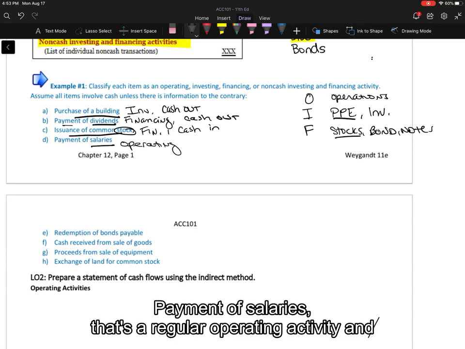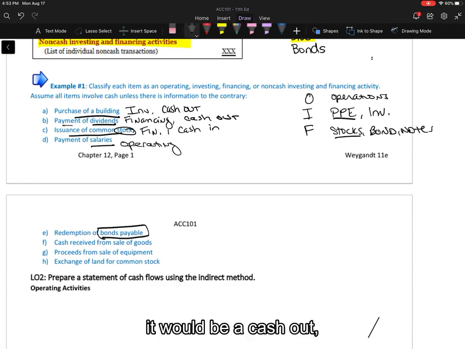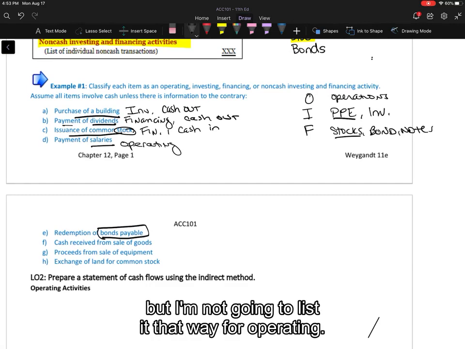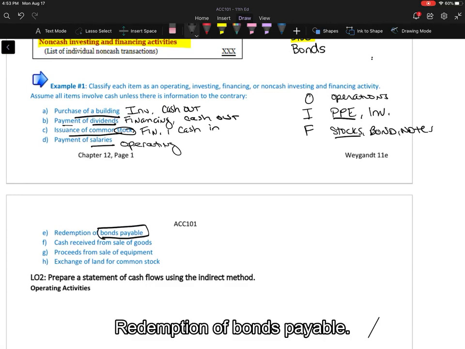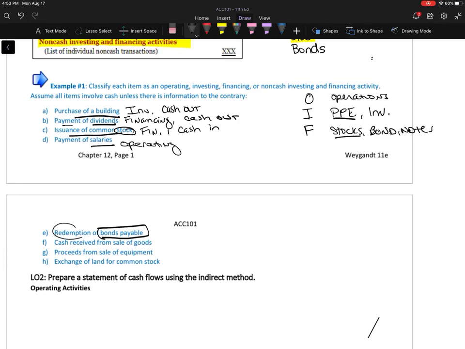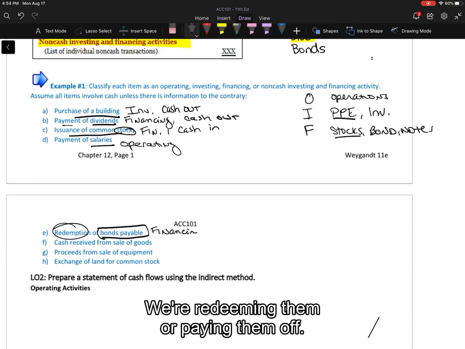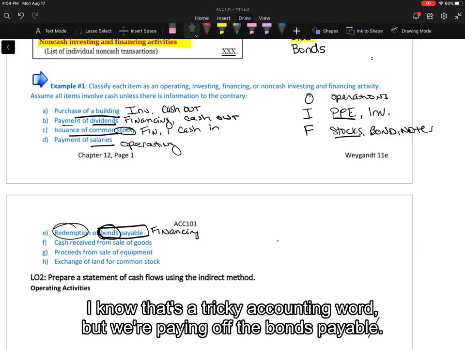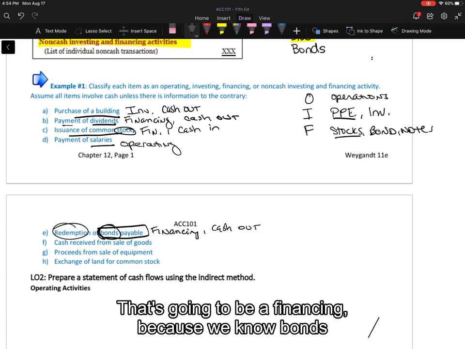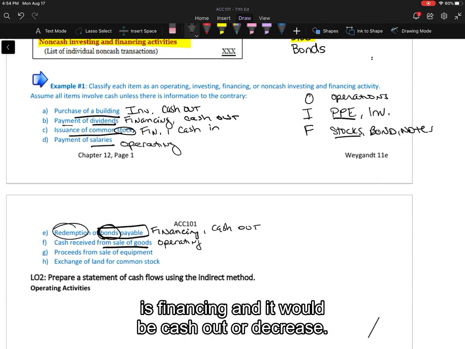Payment of salaries, that's a regular operating activity, and it would be a cash out, but I'm not going to list it that way for operating. Redemption of bonds payable. What does that mean? Redemption means we're paying back the bonds payable. We're redeeming them or paying them off. And I know that's a tricky accounting word, but we're paying off the bonds payable. So that's going to be a financing, because we know bonds is financing, and it would be cash out or decrease.